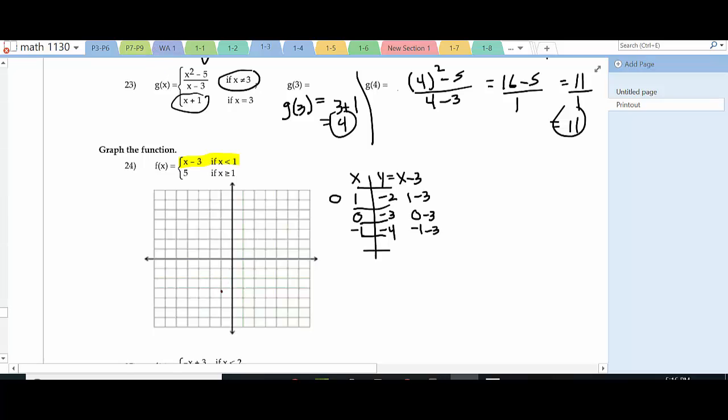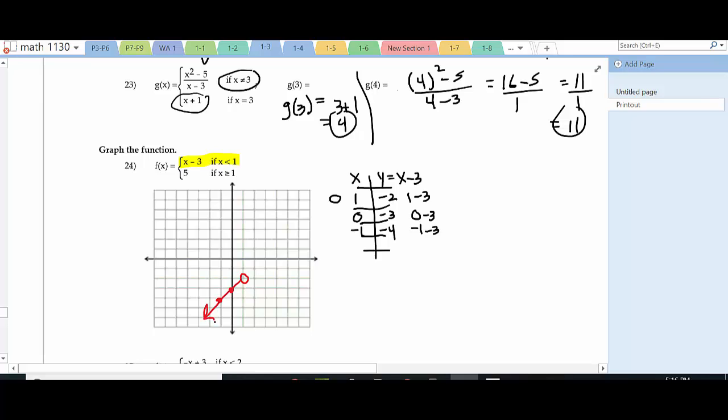If you don't have your printout, just sketch a graph. So we've got 1, negative 2. Now that's going to be an open bubble when you go to 1, negative 2. Then you have 0, negative 3. Then you have negative 1, negative 4. And that goes on forever like this.